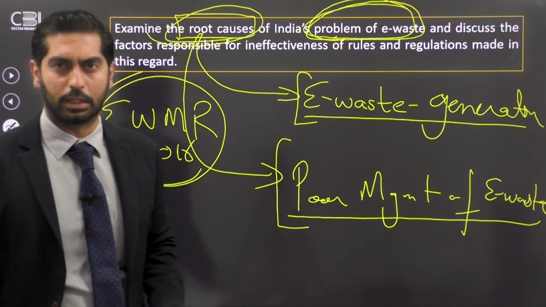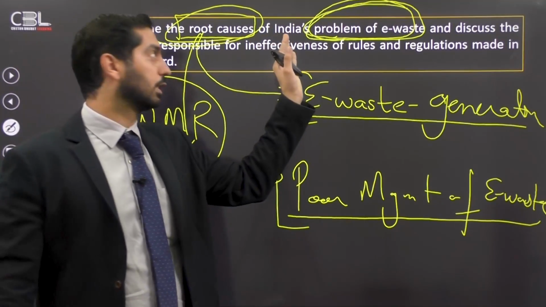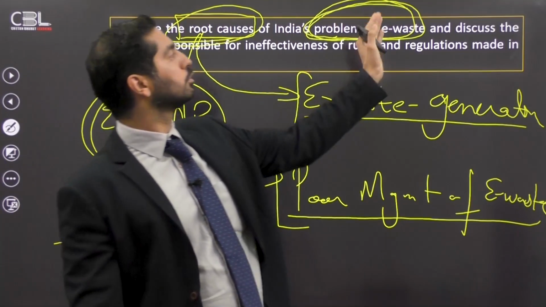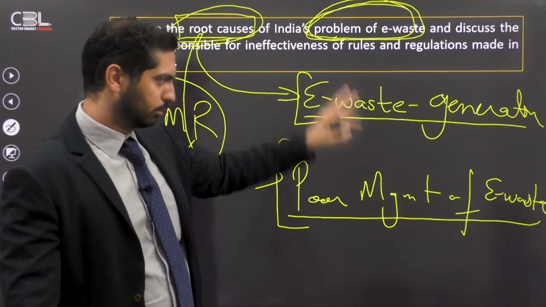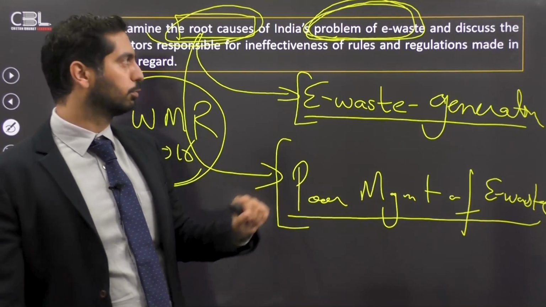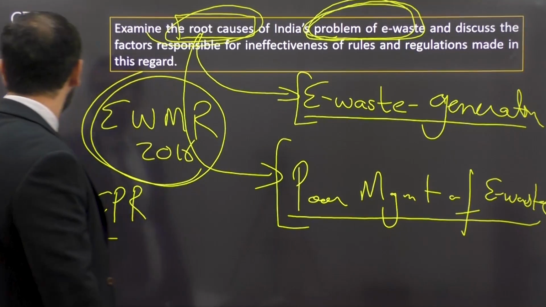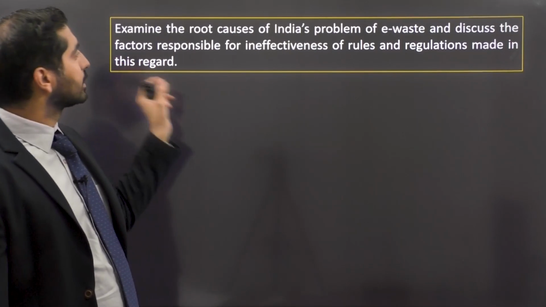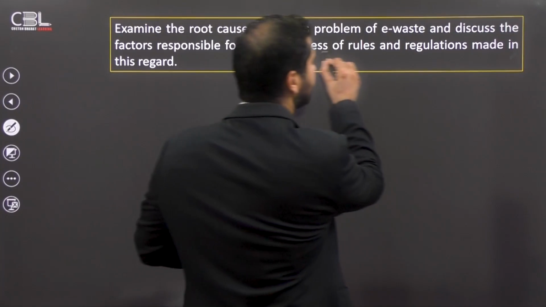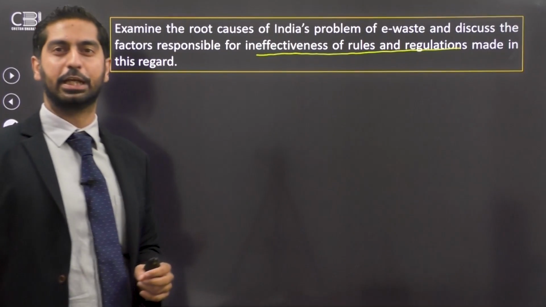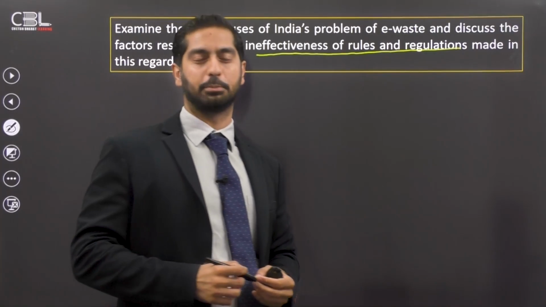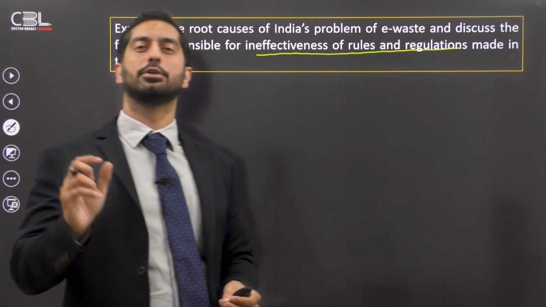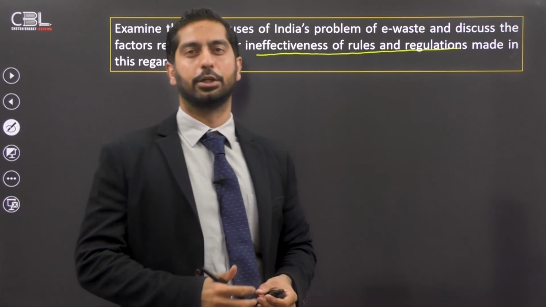There are other points also that you can see in your model hints. So that addresses the first part of your question: examine the root causes of the problem of the e-waste. So you can divide this into two parts. Now coming on to the second aspect of the question, discuss the factors responsible for ineffectiveness of rules and regulations. Just now I mentioned the E-Waste Management Rules 2016, in which the concept of extended producer responsibility was introduced.